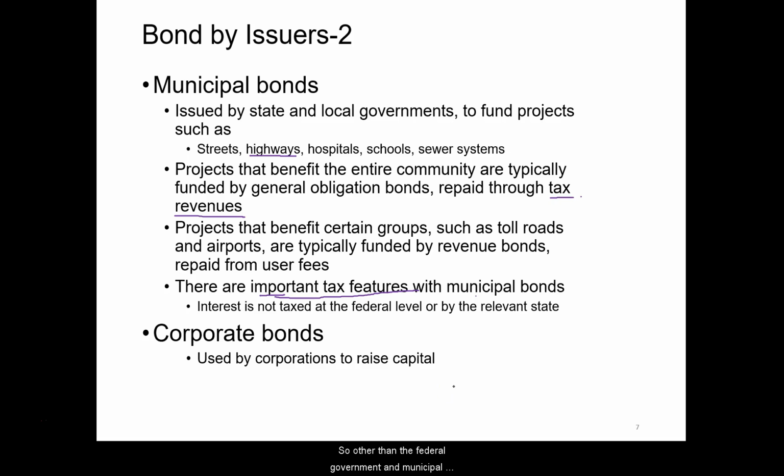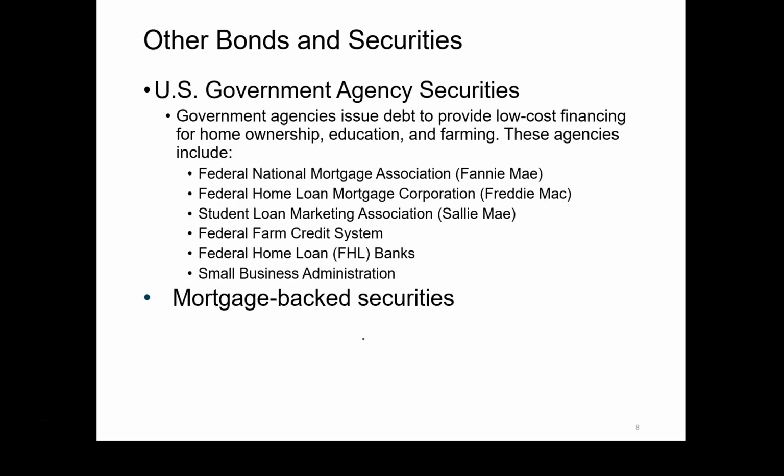And then, other than the federal government and municipal government, we have corporations. Corporations can also issue bonds, and when corporations issue bonds, those bonds are called corporate bonds. So remember, we were just looking at a bond issued by Southwest Airlines. That's a typical corporate bond. There are other issuers who try to use bonds to raise money. For example, government agencies such as Fannie Mae and Freddie Mac can use the money to help homeowners. Sallie Mae is for student loans. And the Small Business Administration can use the money to provide low-cost financing for small businesses.